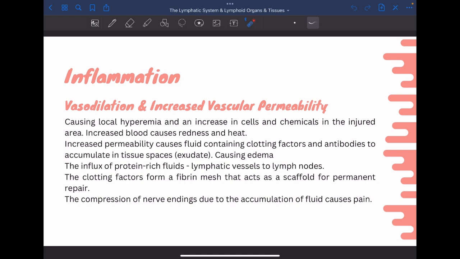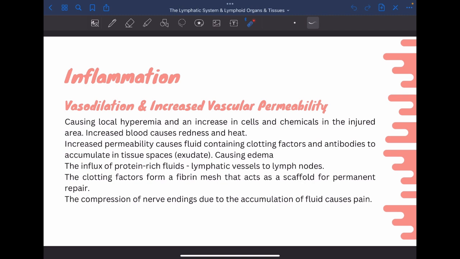It's basically the idea that you need more blood flow to come to that site. More blood flowing to that site means there are more cells, more white blood cells, more cells and chemicals that are ready to fight against this pathogen and remove it. But this hyperemia and vasodilation will result in redness and heat, 2 out of 4 of the cardinal signs that we've mentioned.